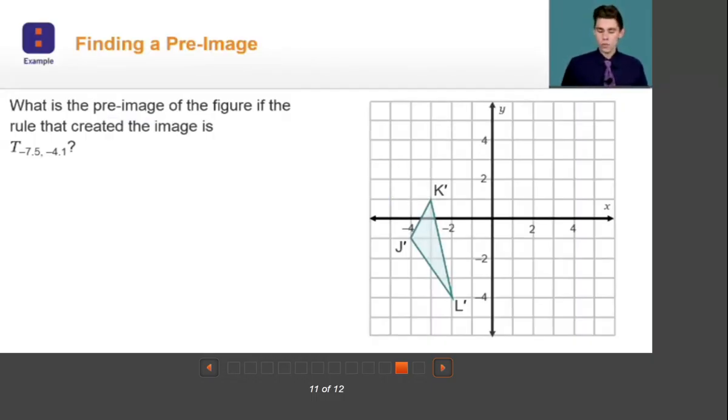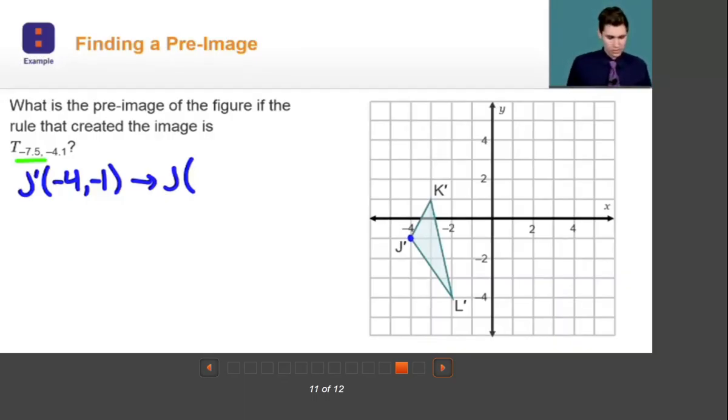Let's begin by focusing on one vertex. So J prime is located at (-4, -1). Let's work backwards so we can find point J. Now, if we think about the x value for J prime, which is -4, that was found by subtracting 7.5. To work backwards, though, we're going to use the inverse operation. We're going to add 7.5. So we'll take -4 plus 7.5.